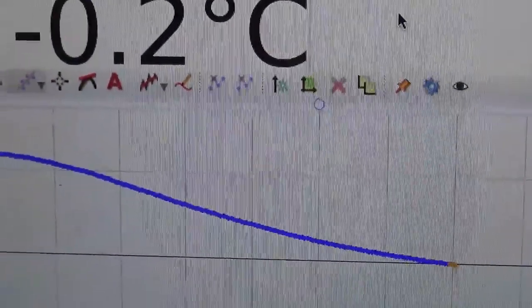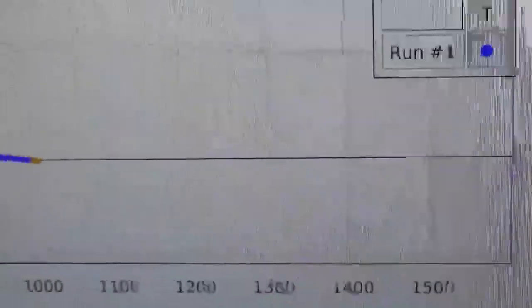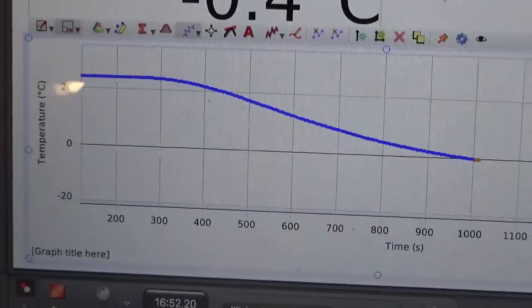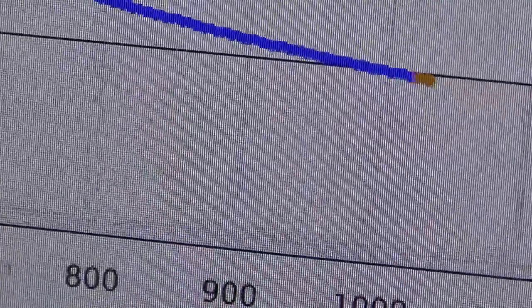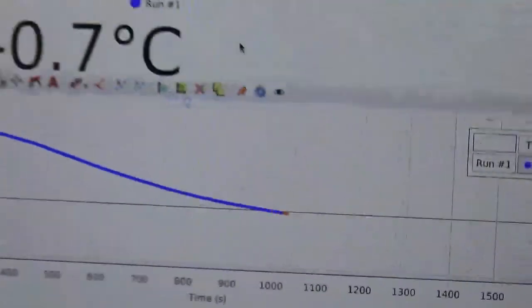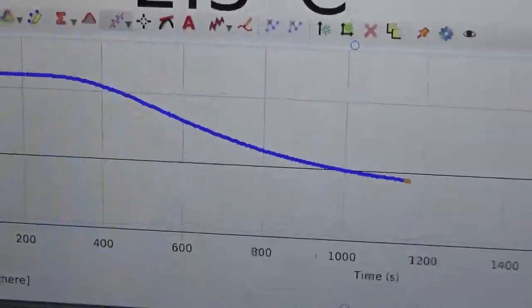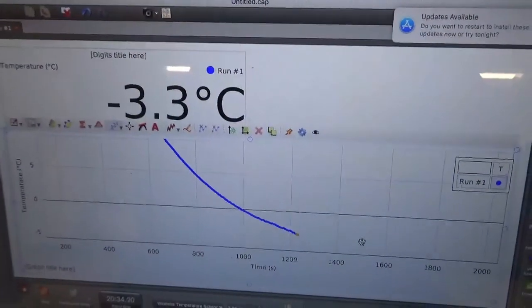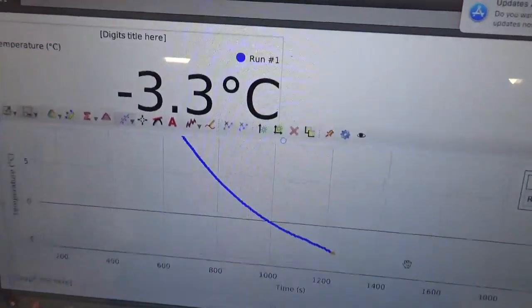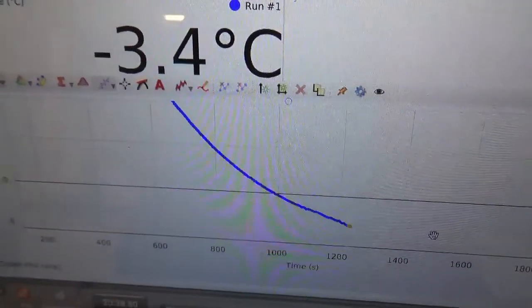Look at this. Now it's negative 0.2. Oh, it went up there for a minute. Oh, yeah? Went down again. Huh, look at that. It's dipped below the zero. Well, we're going to see what happens to this curve. Pretty cold. Temperature is now negative 3.3.